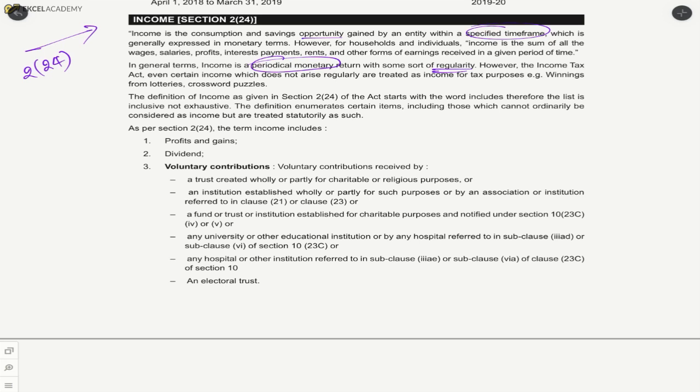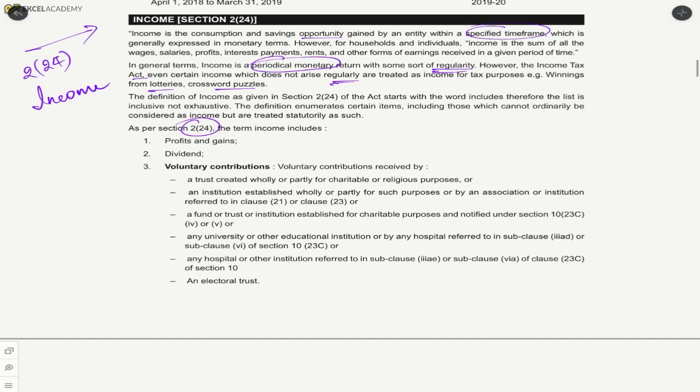But that is the layman's definition. Whereas when it comes to the Income Tax Act, even when the income does not arise regularly, like for instance, winnings from lottery or crossword puzzle, even then the Income Tax Act treats that as income. So here the regularity does not come into the picture at all. Now in the case of the Income Tax Act, it has been defined as to what is an income.